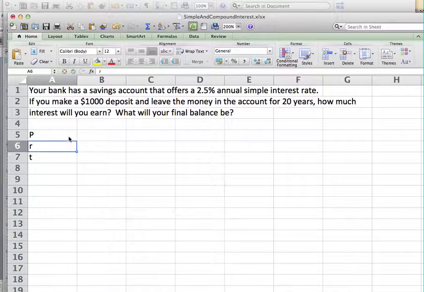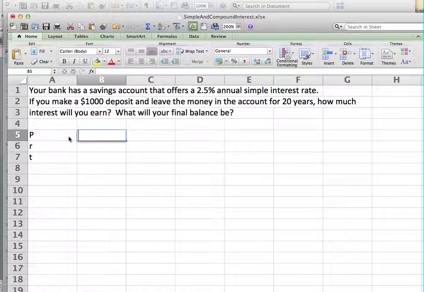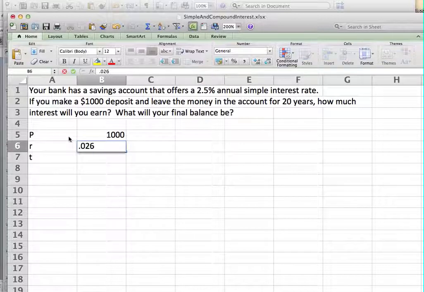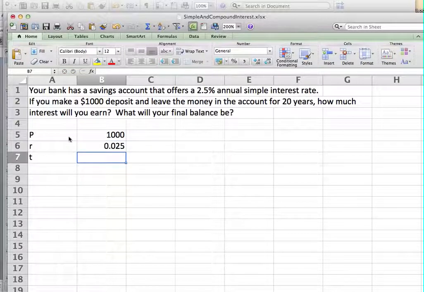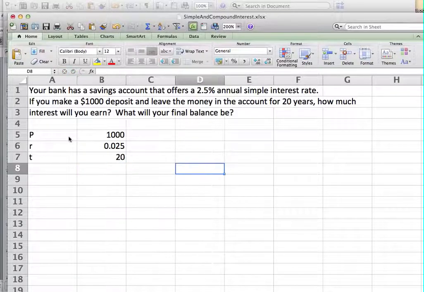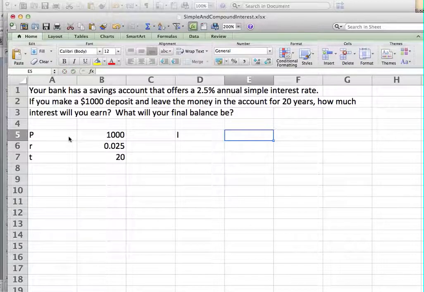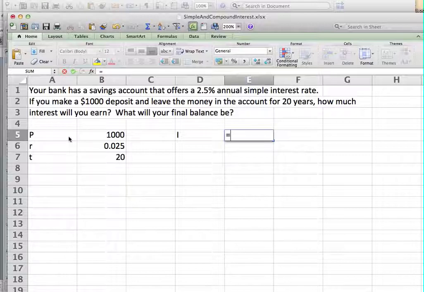In fact, it might be good to put these quantities in here, P, R, and T. Put the values that I have here, $1,000 for P, 0.025, 2.5% for R, and 20 years for T. And I'll go ahead and calculate I over here, the interest, using the formula from the Word document. Using a formula in Excel, you need to put an equal sign first, and then you put the cell references. B5 times B6 times B7 will calculate that product. But this is something that you should be able to do in your head.